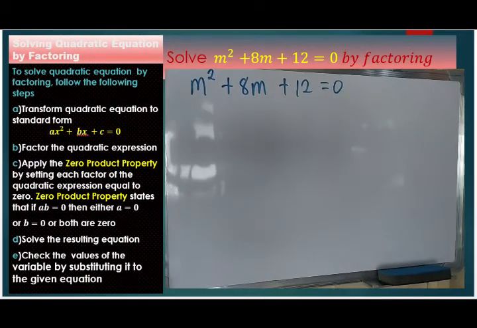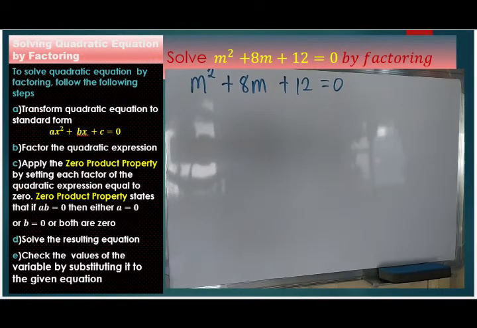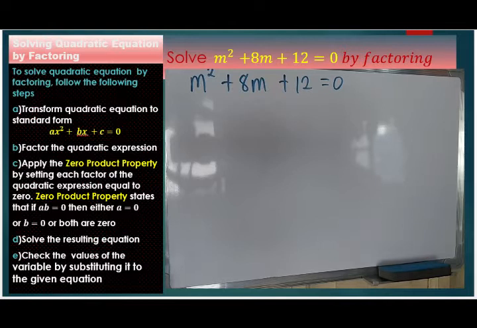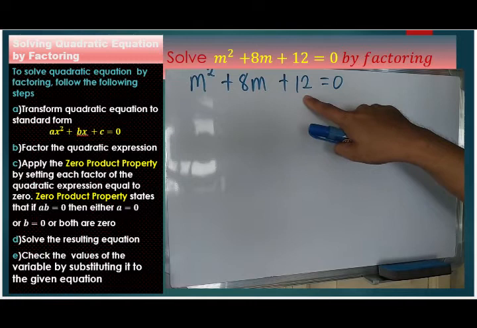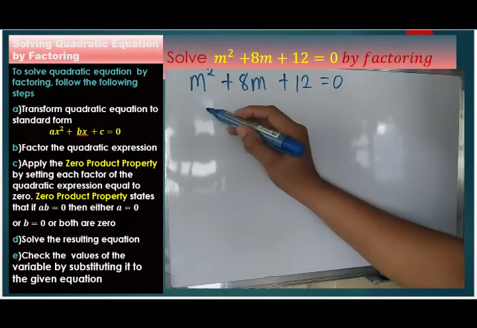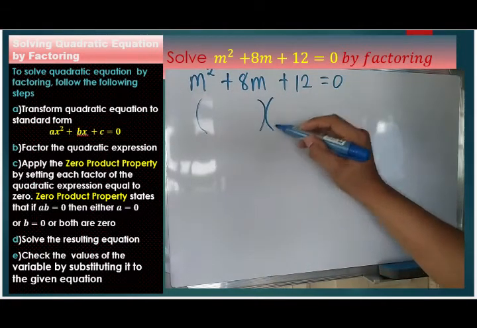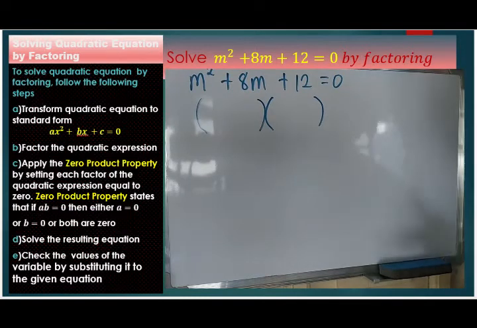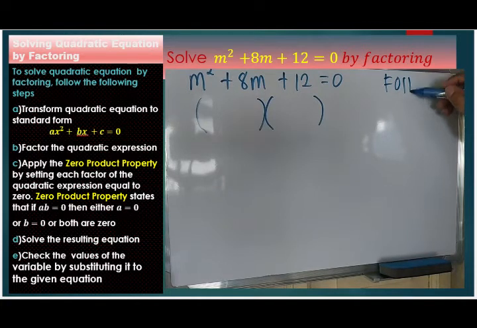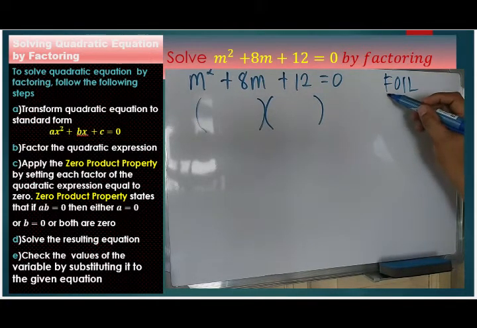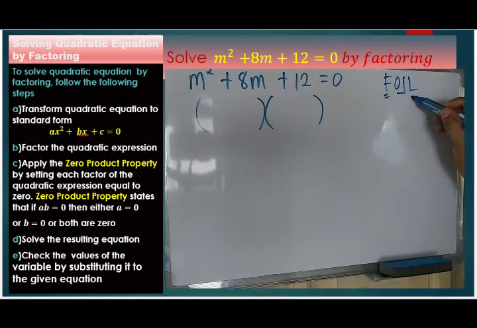Our next equation is m squared plus 8m plus 12 is equal to 0. This is already written in standard form, so you can now factor the quadratic expression m squared plus 8m plus 12. Factoring is actually a trial and error method, so you can only use the reverse of the FOIL method: first, outside, inside, and the last.